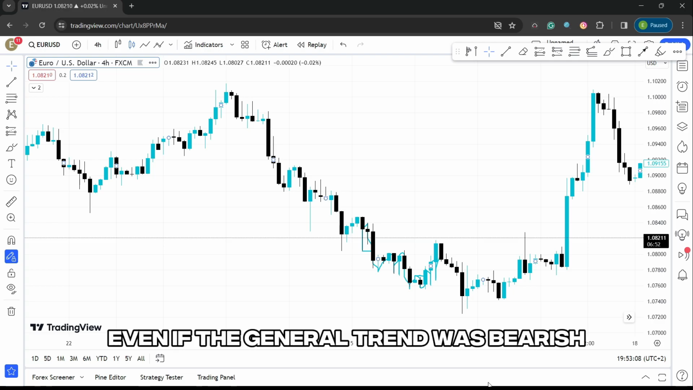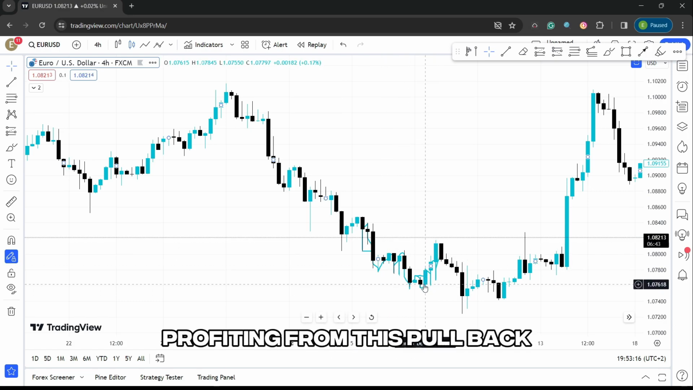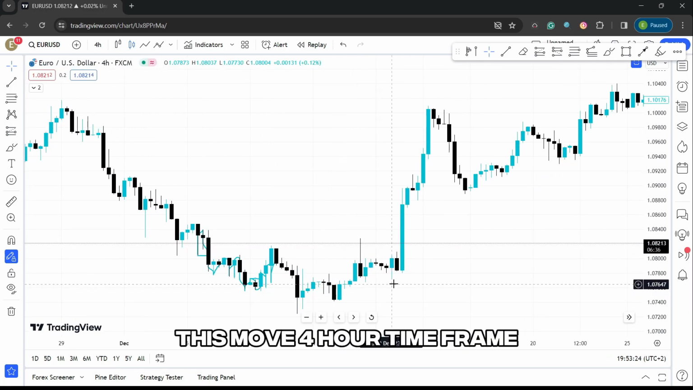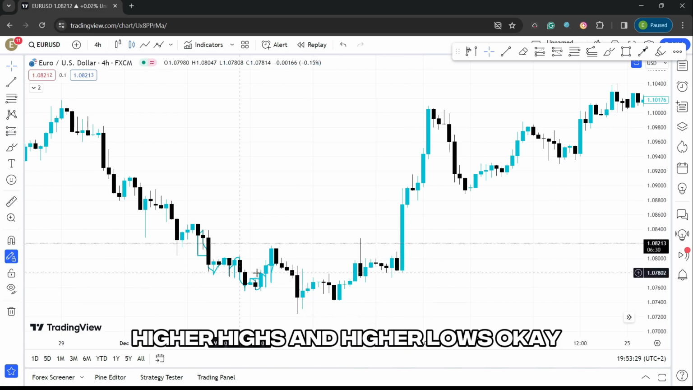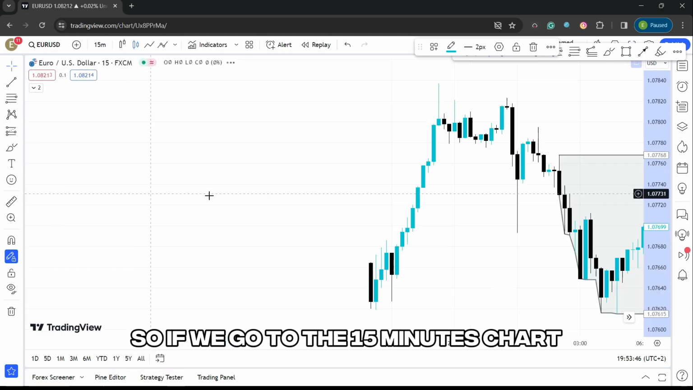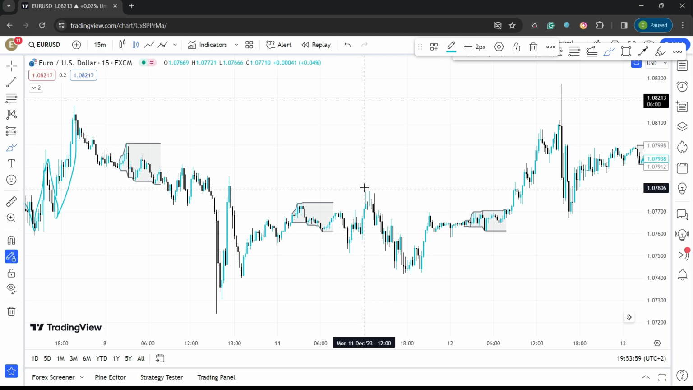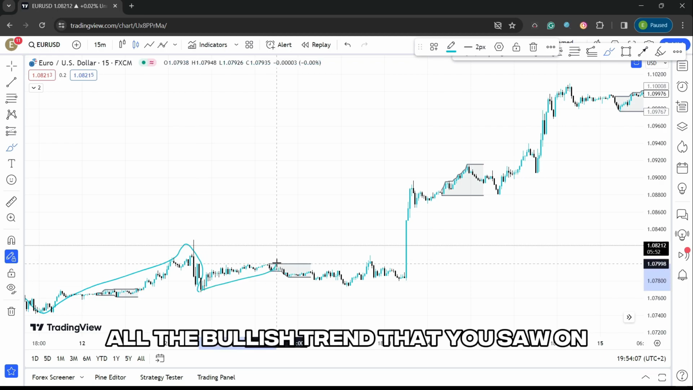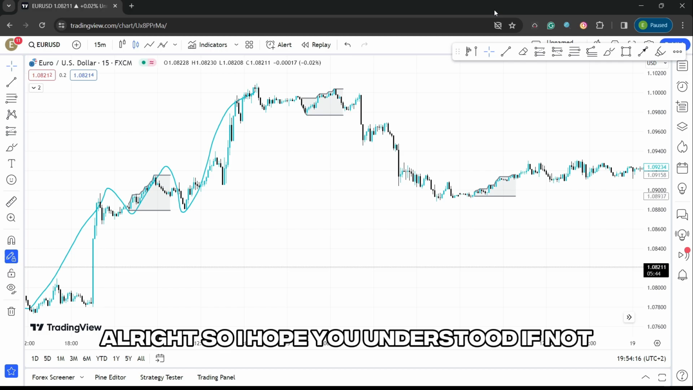What do I mean? Even if the general trend was bearish, we could still open some long positions for short-term profiting from this pullback. The same is true for a bullish trend. This move on the 4-hour time frame is nothing but an entire trend on 15 minutes, higher highs and higher lows. So if we go to the 15-minute chart, you can see that, right. All this bullish trend that you saw on the 4-hour time frame was a full trend. Alright, so I hope you understood.